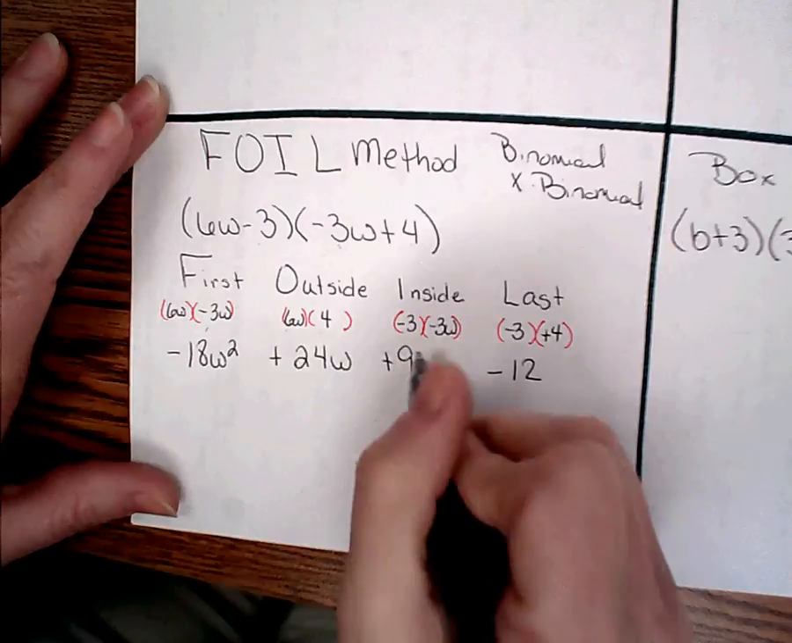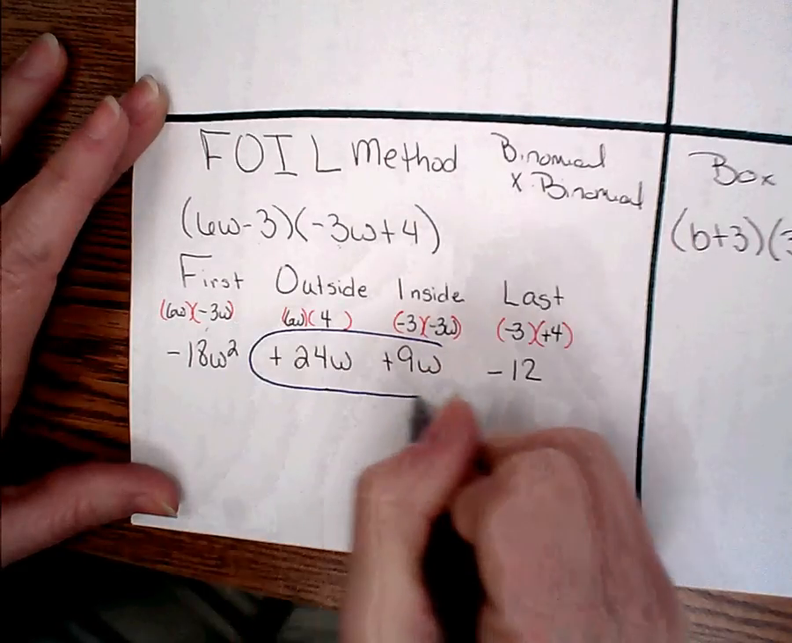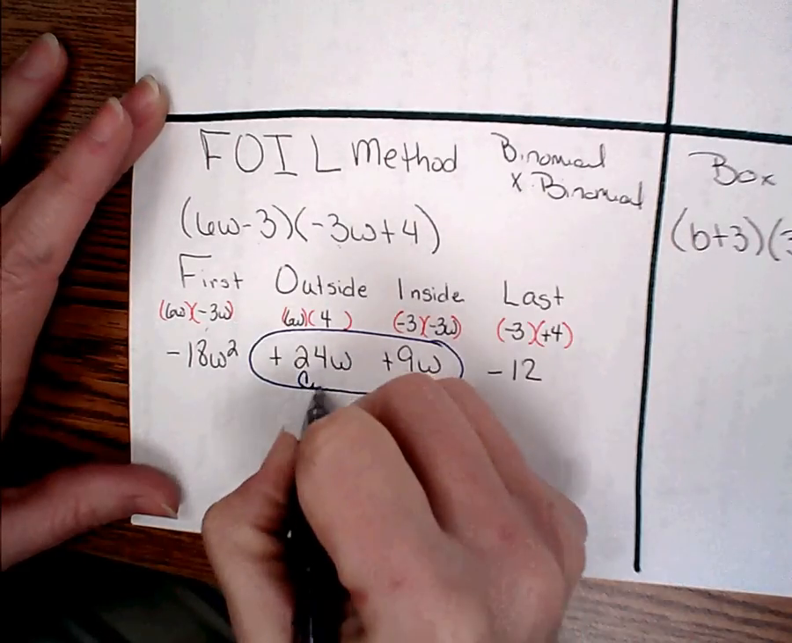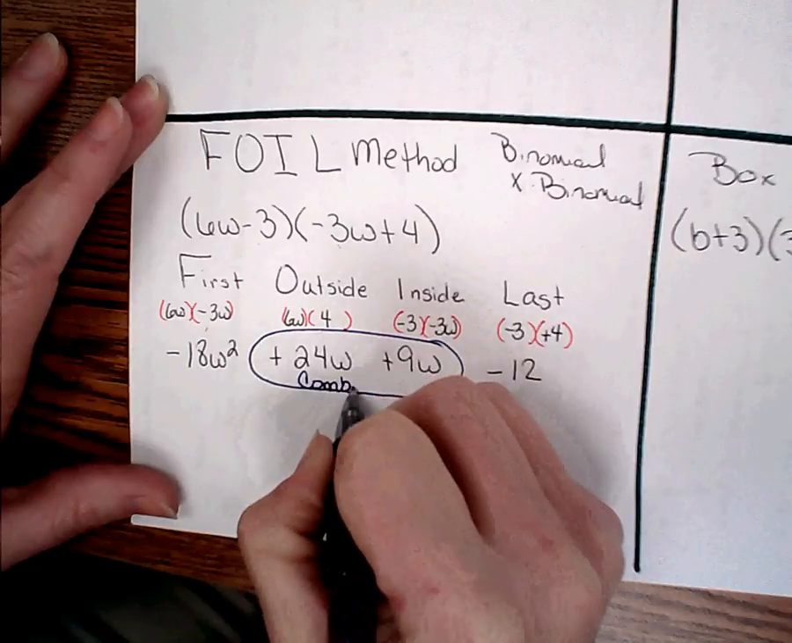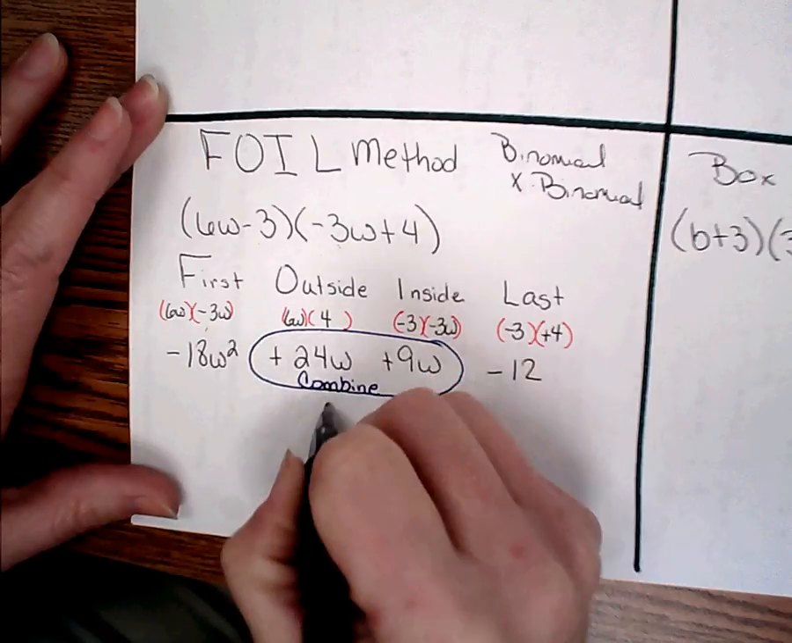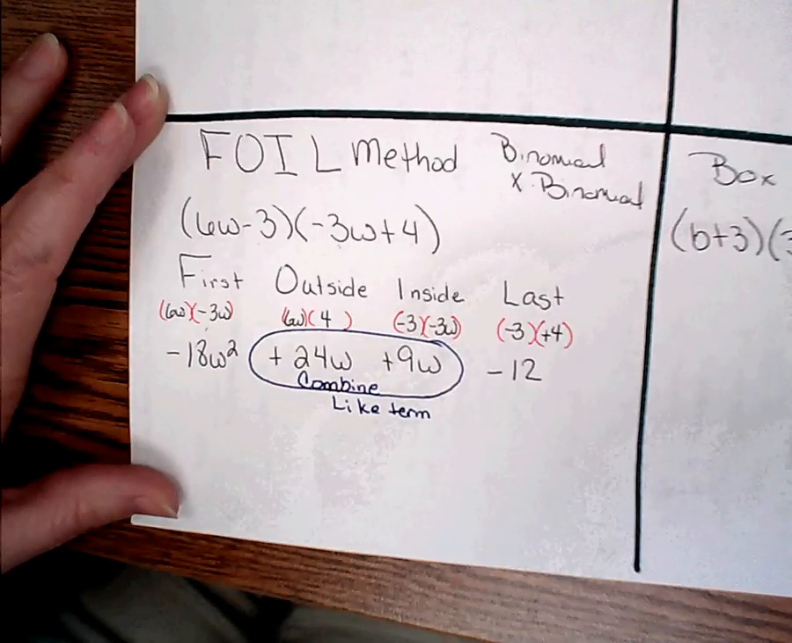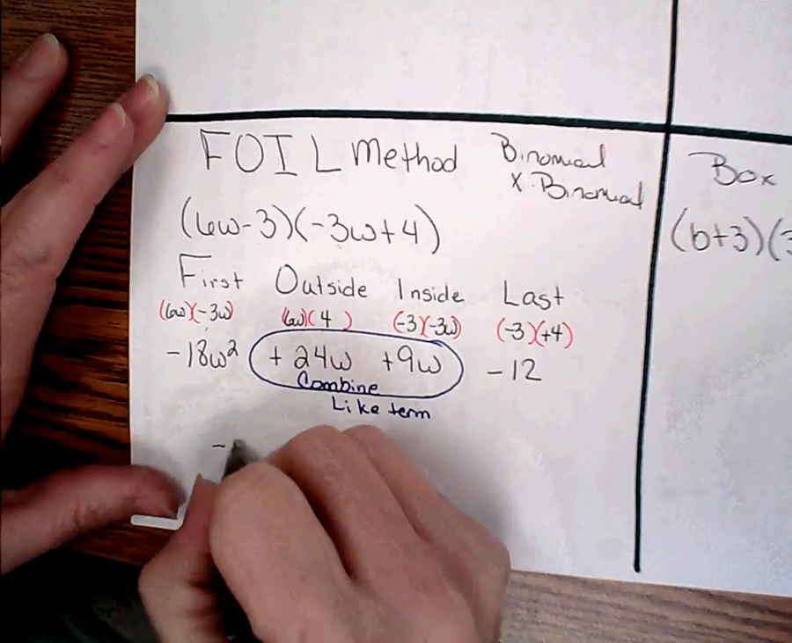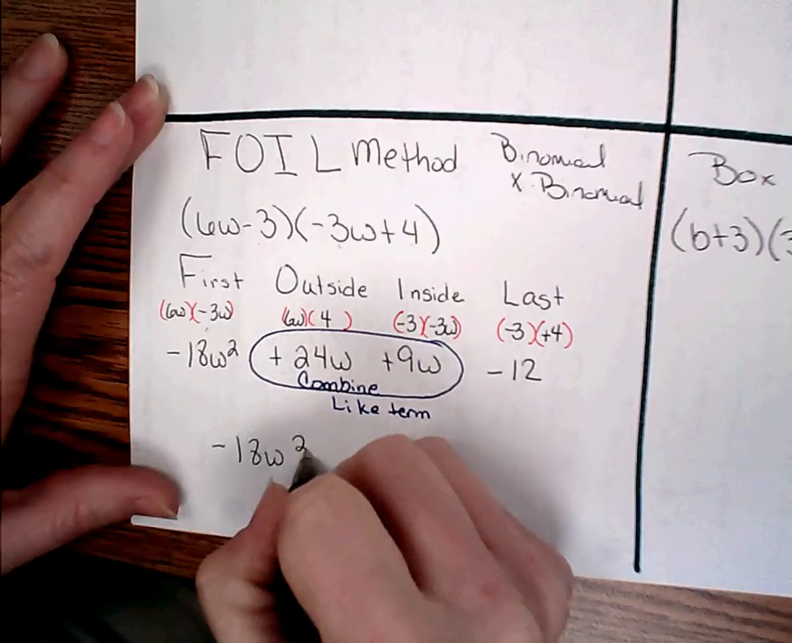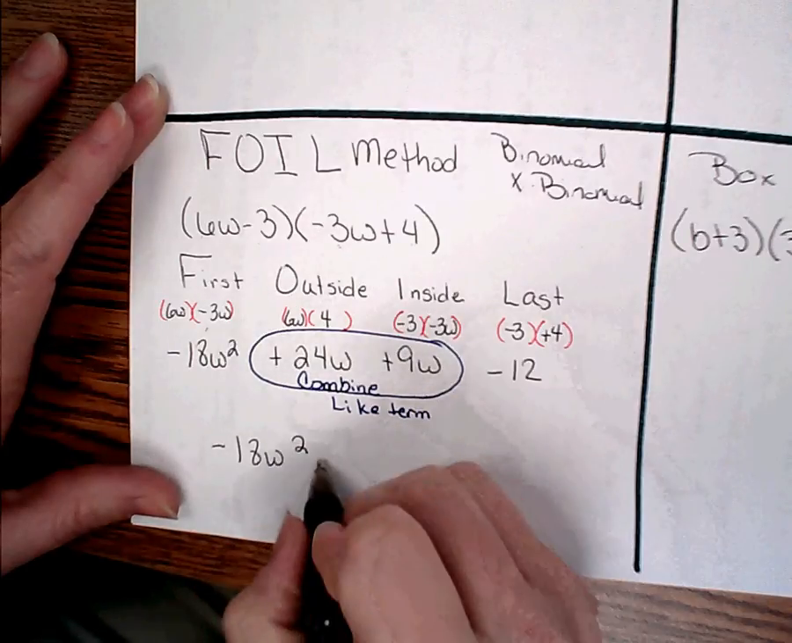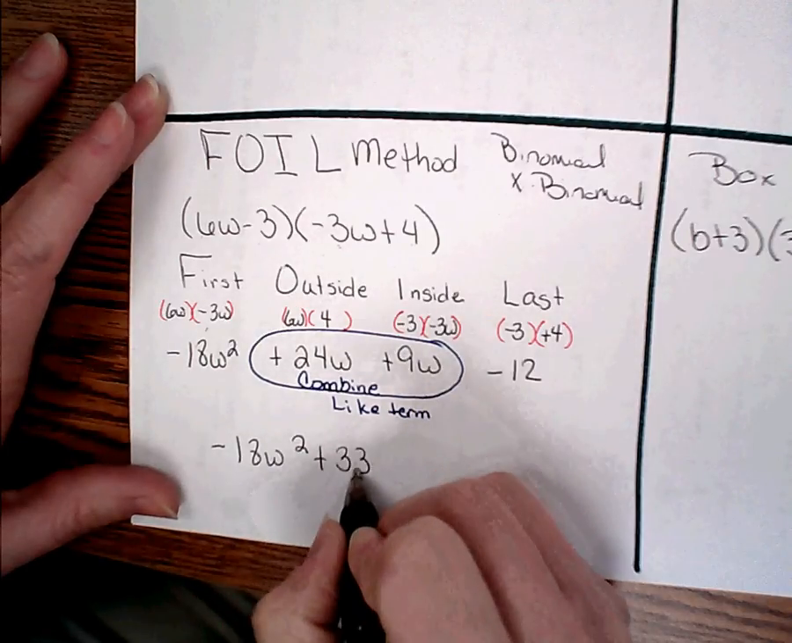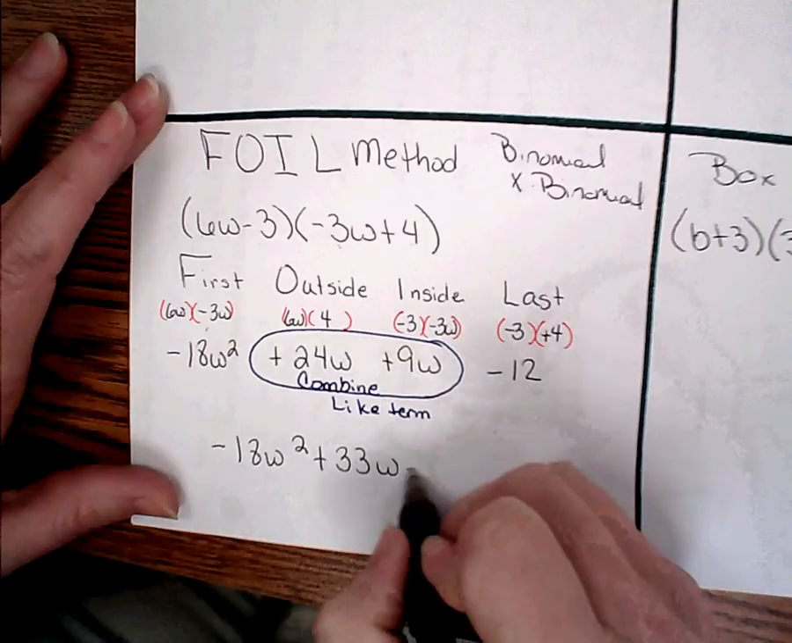If you notice, your middle two terms are like terms, so make sure you combine your like terms by adding them. So my answer is going to result in negative 18w squared. 24 and 9 give me 33w, minus 12.